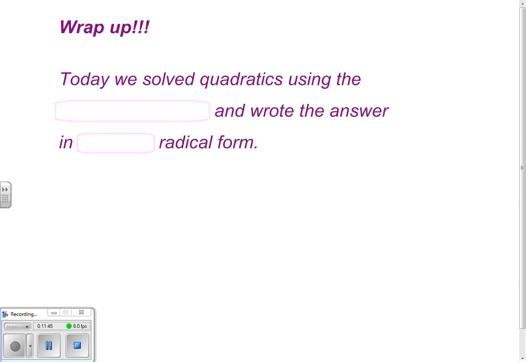As a wrap up, today we solved quadratics using the quadratic formula and wrote the answer in simplified radical form.